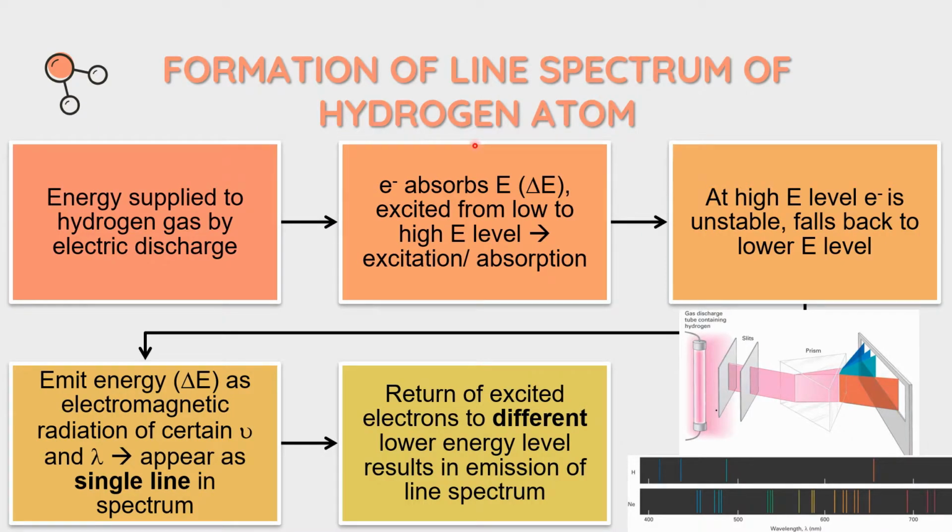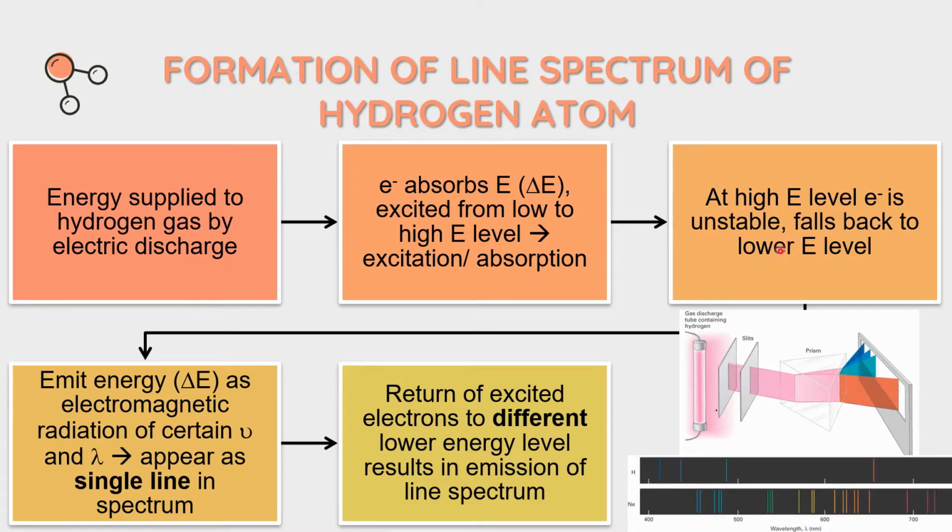Let's take the hydrogen atom as the example in order to study the formation of the line spectrum of the hydrogen atom. For the first step, energy is supplied to hydrogen gas by electric discharge. An electron will absorb the energy and be excited from a low energy level to a high energy level. So this is the excitation process.